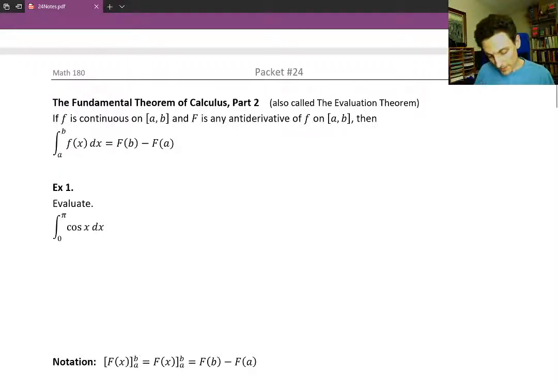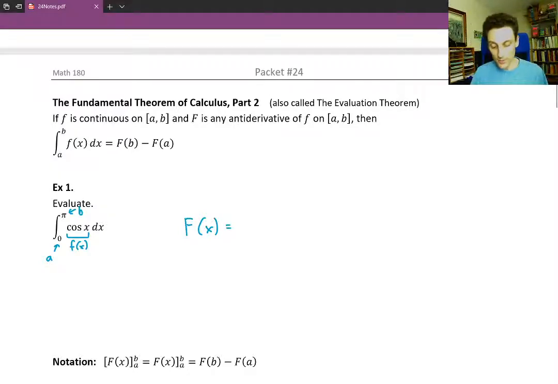So in example 1, it says evaluate the integral from 0 to pi of cosine x dx. Then we can think off to the side, what's an antiderivative of cosine x? This is like our little f, I should mention. Cosine x is like your little f. If you want to talk about your a and your b, a is 0, b is pi.